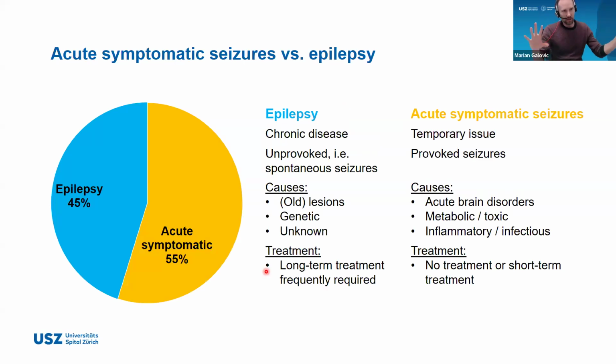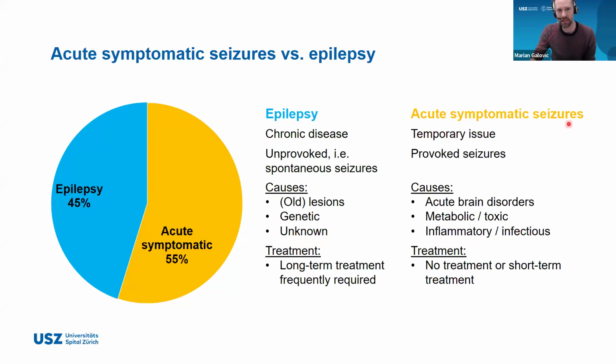Let's go back to this concept of acute symptomatic seizures versus epilepsy. Acute symptomatic seizures are super frequent. Some statistics even say that acute symptomatic seizures constitute 55% of all observed seizures, so they may be even more frequent than seizures observed in epilepsy overall. Epilepsy in general is a chronic disease associated with unprovoked or spontaneous seizures. The causes are old lesions, not fresh lesions, that cause epileptogenesis, which then triggers these unprovoked seizures. And usually epilepsy requires long-term treatment.